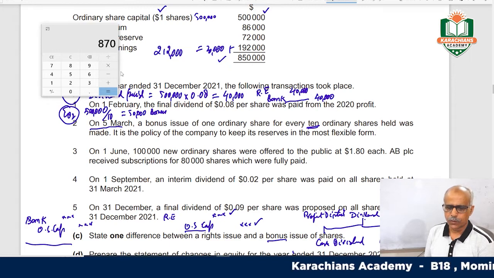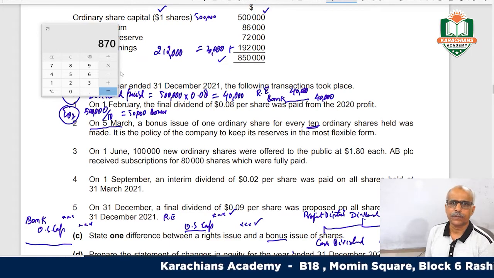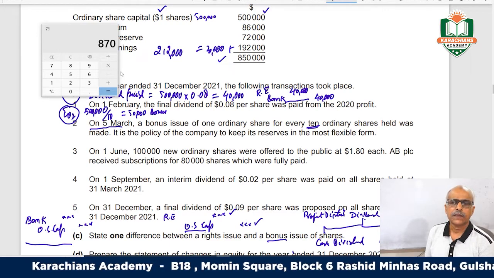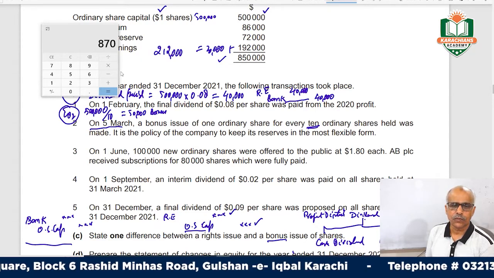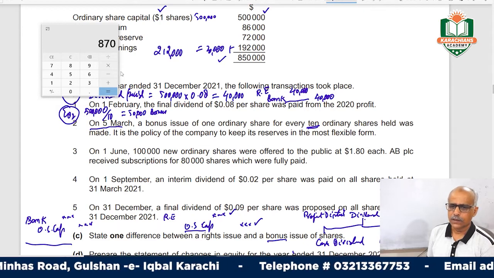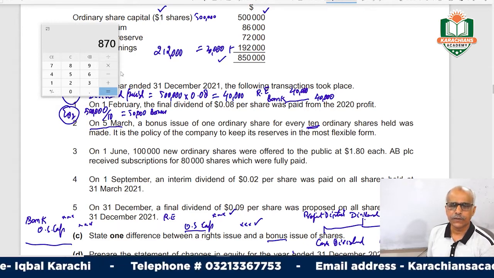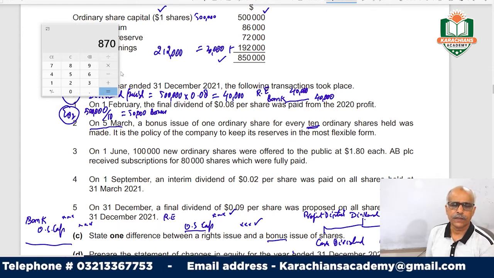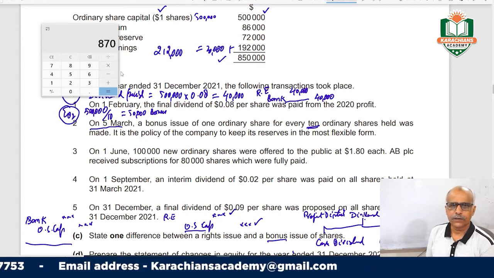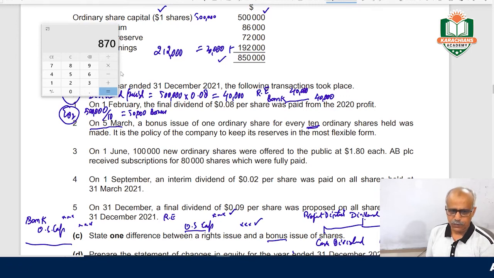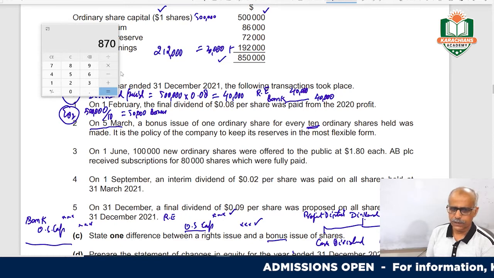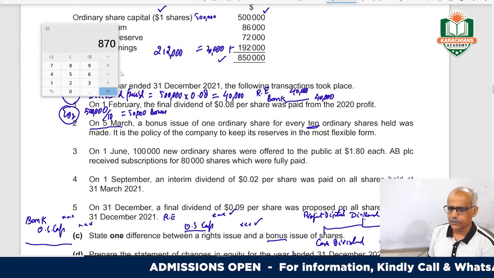You are issuing a bonus. Bonus means you are paying dividend, stock dividend, you are paying dividend in the form of shares, right? The above 140,000 was your cash dividend, and this is your stock dividend. We sometimes call it stock dividend, and normally it is called bonus shares. So 50,000 bonus shares you are issuing.